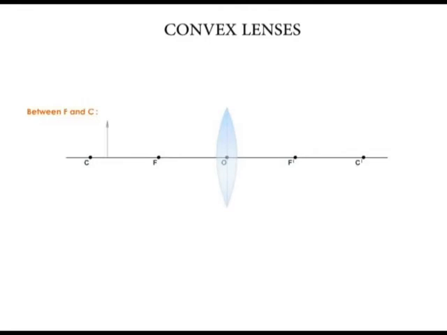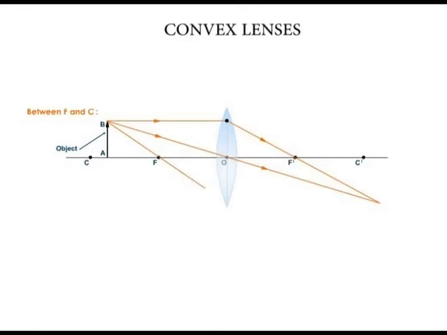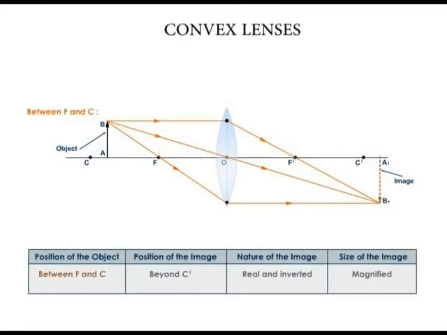Next is an object positioned between F and C. First is a ray of light parallel to the principal axis after refraction passes through F. Next is a ray through the optical center which proceeds undeviated. The two rays are sufficient to locate the image, but you can still confirm with the third one. That is an incident ray through F which emerges parallel to the principal axis. The three rays intersect one another at a point beyond C. Thus, when an object is placed between F and C of a convex lens, a real inverted and magnified image is formed beyond C on the other side of the lens.